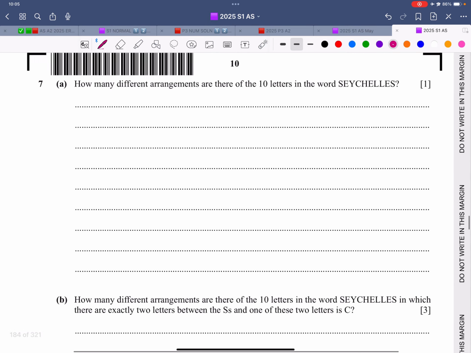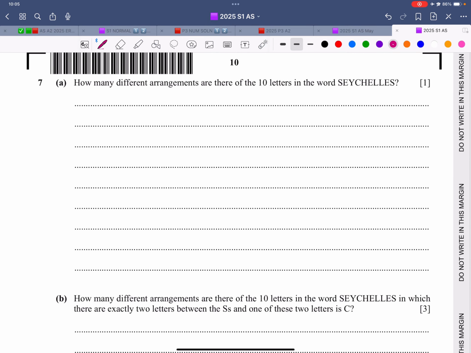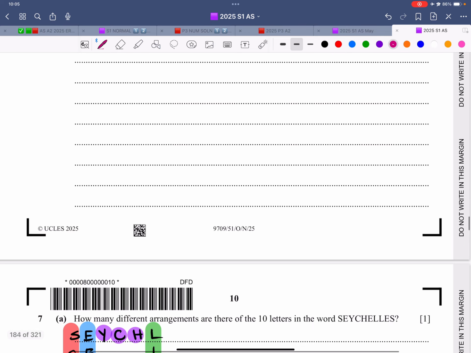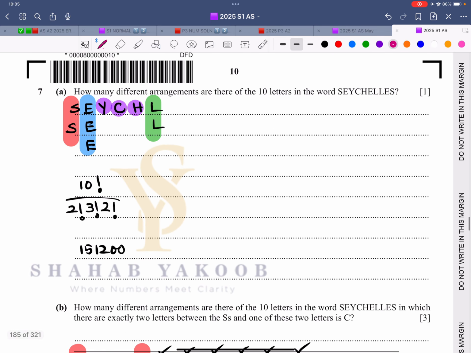Now we are on the last thing, and that is about the famous chapter, the most fearsome, that is permutation combination. But I think it's a very straightforward chapter, straightforward working, which you have seen in the past. So now this word, seashells. There are two S, three E's, two L's, and Y, C, H.